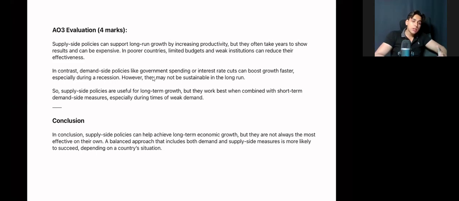Now, what I'm trying to say is that supply side policies are not short term policies; they are effective in the long run. Whereas fiscal policy is effective in the short run because it is faster and brings a fast effect. So supply side policies are useful for long term growth, but they work best with a combination of short term demand side measures.